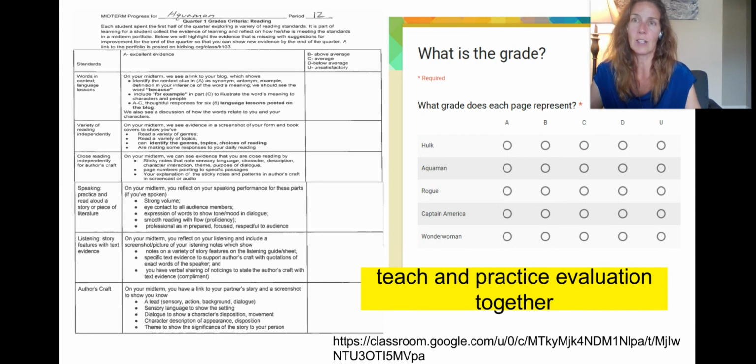Okay, I also have students do sort of a form about their final grade. We do practice. So I might say, let's say this is Aquaman and he did X, Y, and Z, or this is his portfolio. What grade would you give him? So we sort of practice this a little bit.